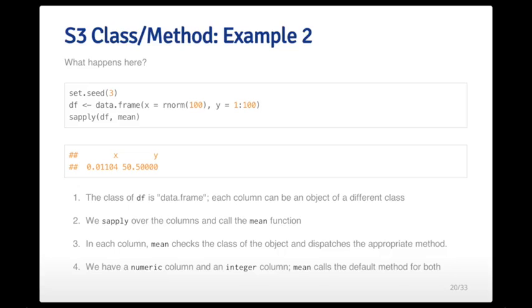So for the first column, it's numeric. It will check for a numeric method. There isn't one, so it will call the default. And then the second column is actually integer, so it will check for an integer method. Again, there's no integer method, so it will call the default for that column too. So if you have a large data frame and every column is a different class, the mean function will check each column to see if there's an appropriate method for that class.